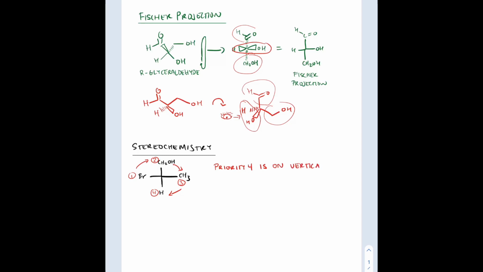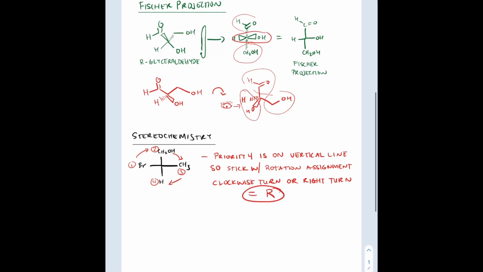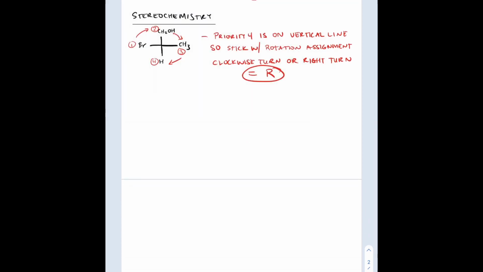So since the priority number 4 is on the vertical line, that means it's projected backwards, right? And so remember, when priority 4 was projected backwards, we could just drive the car. And if we're driving to the right, then that means we are turning clockwise or right, and that means that our configuration is R. So when priority 4 is in the vertical line, you want to stick with the rotation assignment.